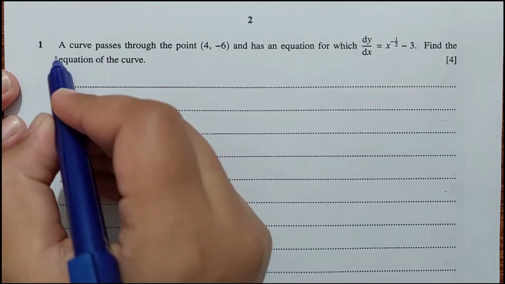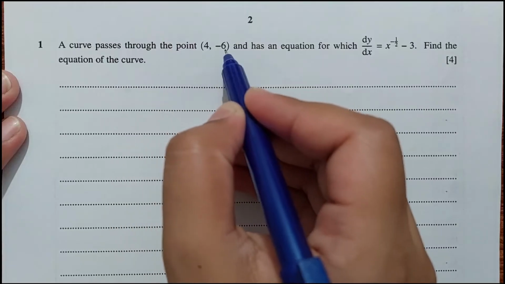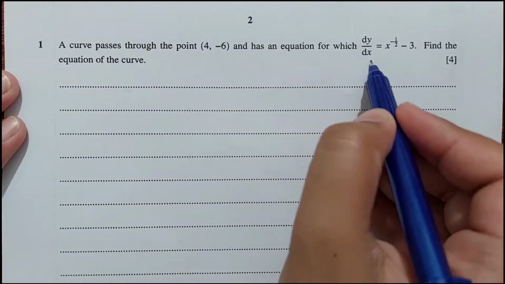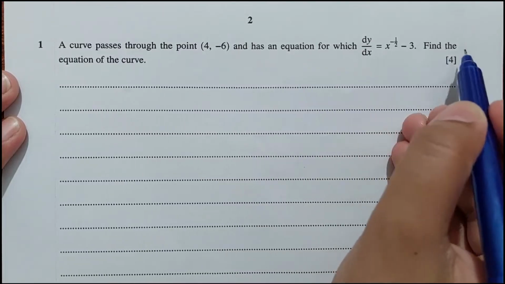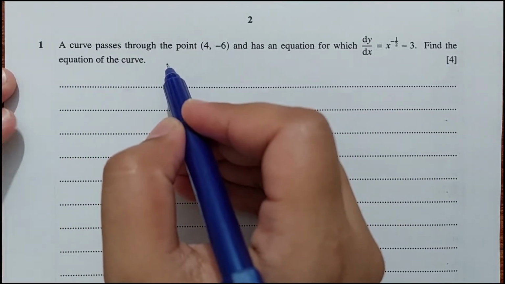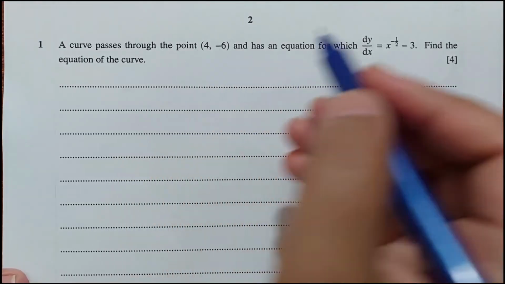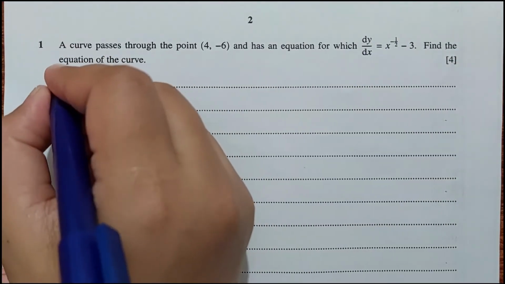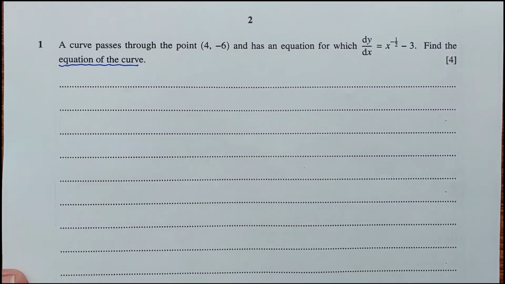Question number 1: a curve passes through the point (4, -6) and has an equation for which dy/dx equals this. Find the equation of the curve. Okay, so we have been given the derivative, and we have to find the value of y. The equation of the curve is basically y, which we have to calculate.